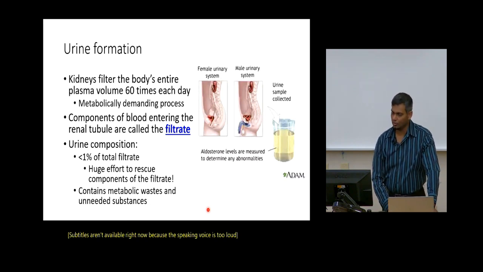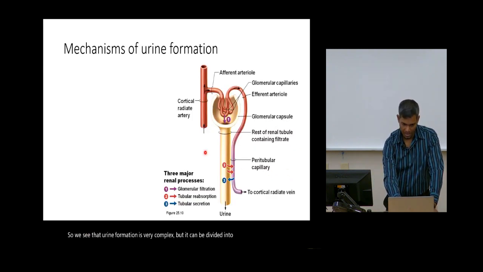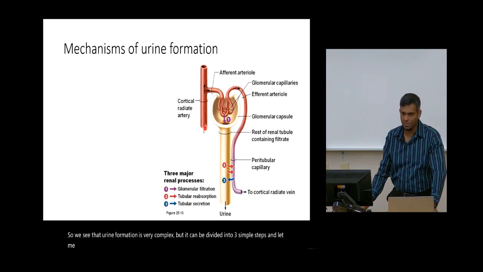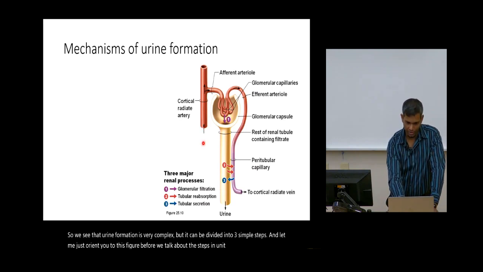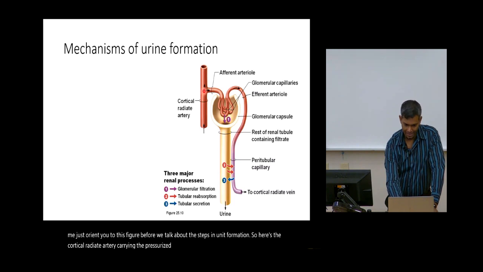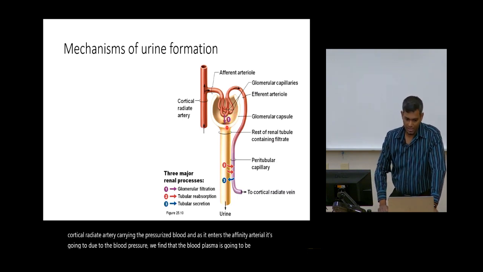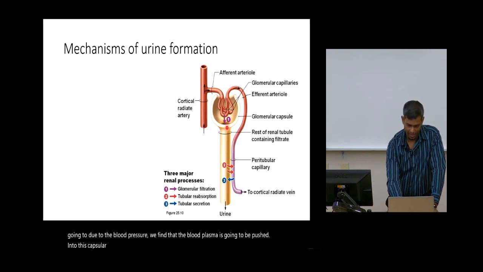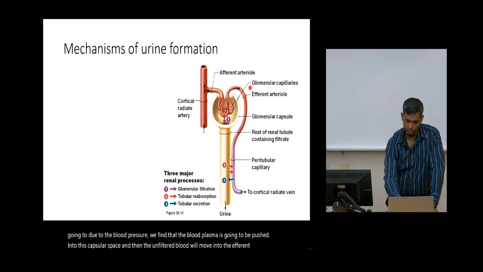So we see that urine formation is very complex, but it can be divided into 3 simple steps. And let me just orient you to this figure before we talk about the steps in urine formation. Here's the cortical radiate artery carrying the pressurized blood, and as it enters the afferent arteriole, due to the blood pressure, the blood plasma is going to be pushed into this capsular space, and then the unfiltered blood will move into the efferent arteriole and move on further.